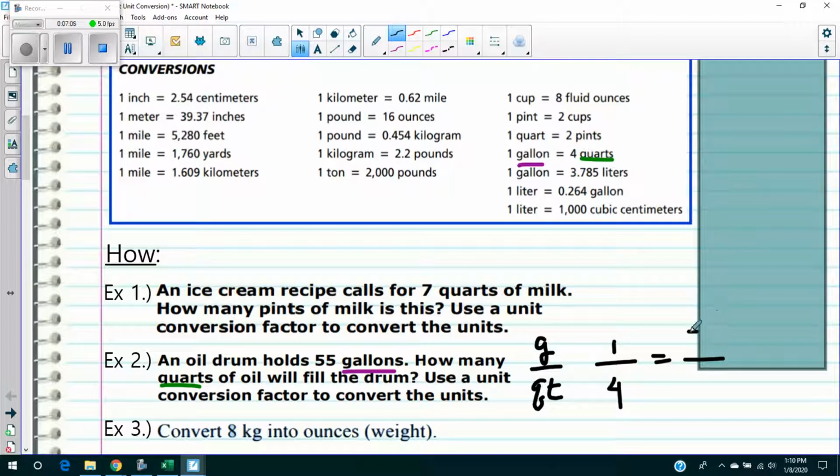55 gallons are how many quarts? So let me use letter X. So 4 times 55, what would that be? I think that's 220. Let me double check. Yep, 220. So the answer is 220 quarts, QTS, actually. Okay, so far so good.